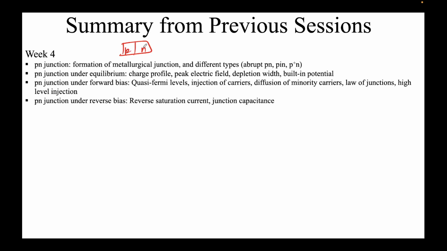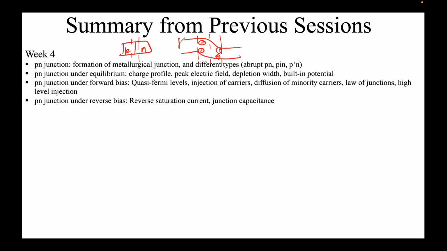Holes will diffuse from p to n, electrons from n to p. What will form is a depletion region, which will look something like this. Depletion region means it's devoid of any mobile charge carriers. So on the p side there will be negative charge, because this is due to the acceptor ions, and on the n side there will be positively charged donors, because they have donated their electrons.